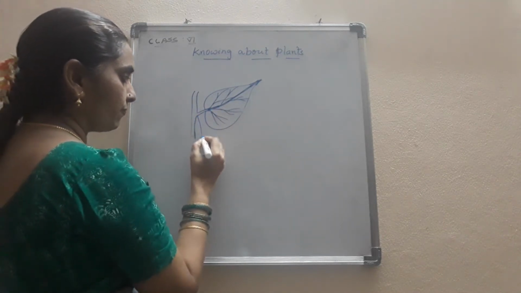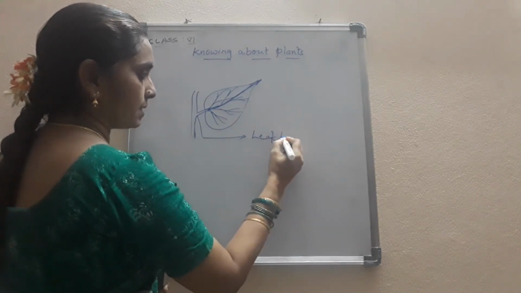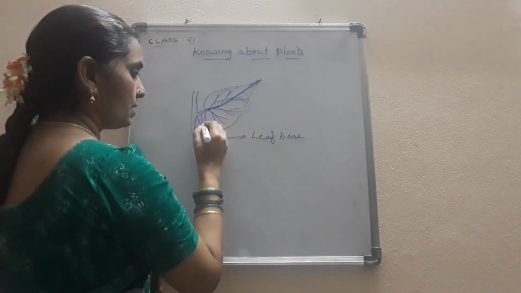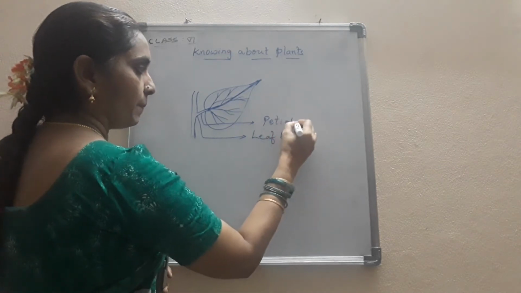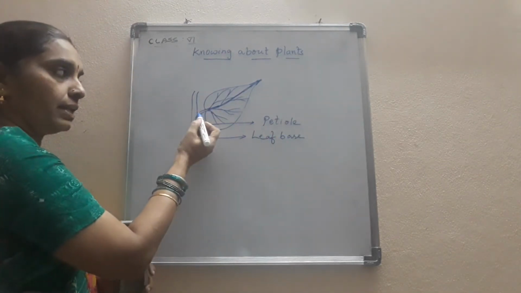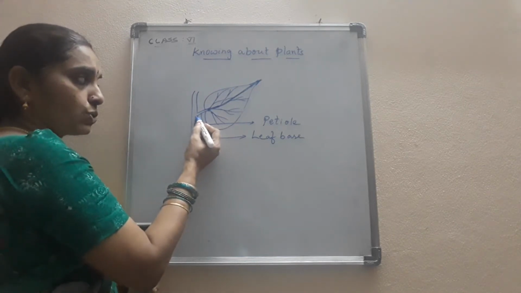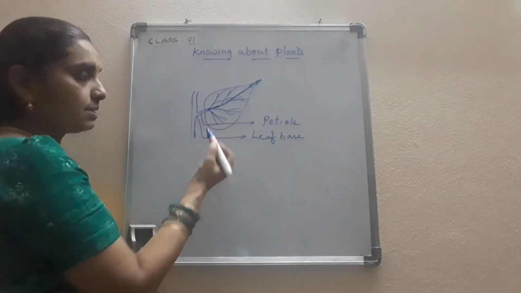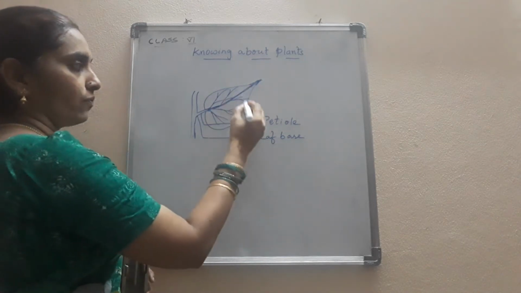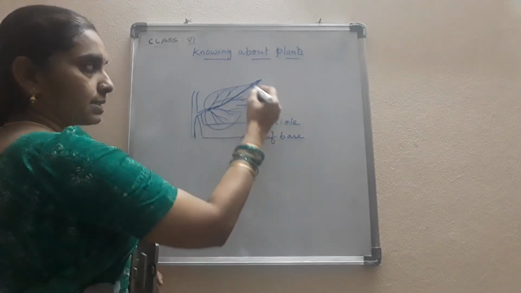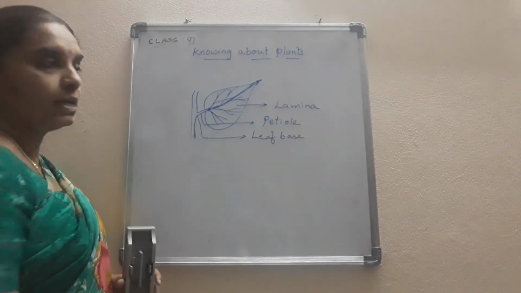You can observe the different parts of the leaves. The first one is leaf base and this one is petiole. The stalk of the leaf is called petiole. The part of the leaf where it attaches to the stem is called leaf base, and the stalk of the leaf is called petiole, and the expanded portion of the leaf is called lamina or leaf blade. Leaf lamina or leaf blade.